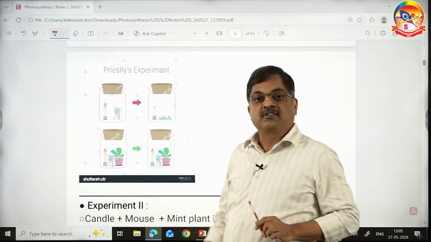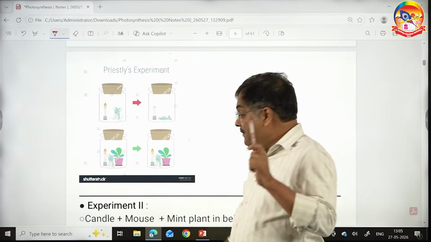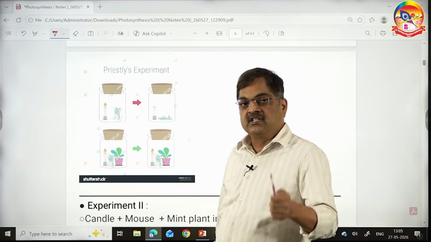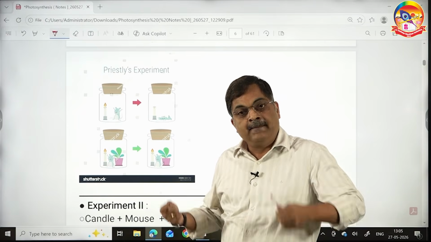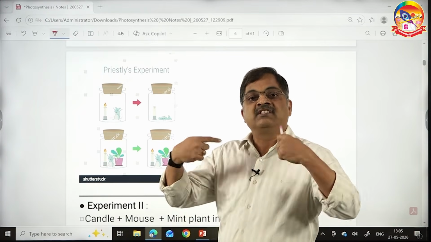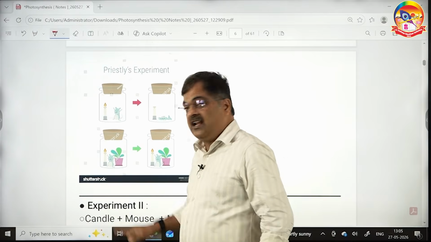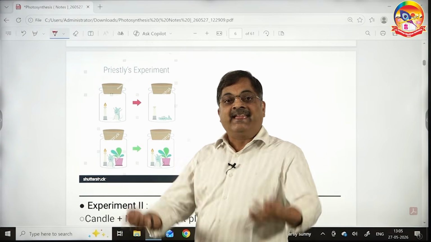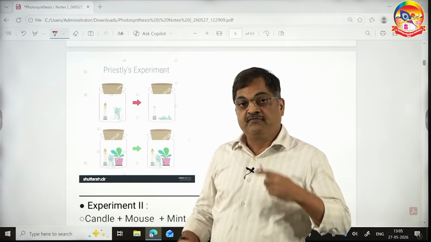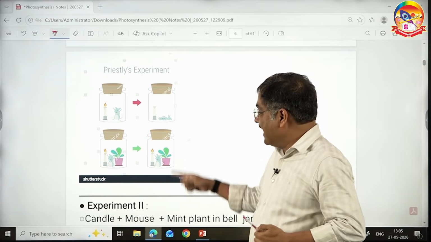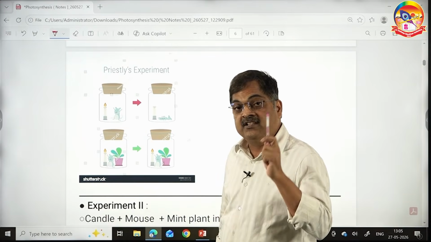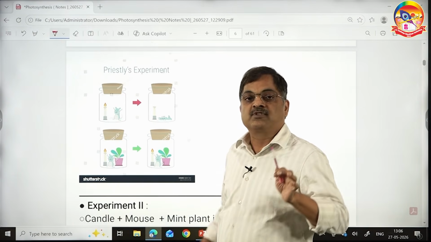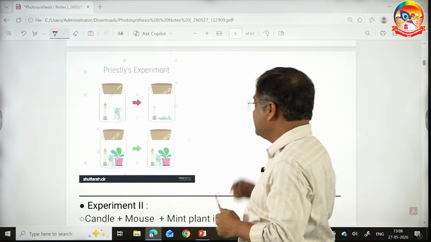He kept a mint plant under the bell jar. Now, a mint plant is able to perform photosynthesis. And you know, children, in photosynthesis, CO2 is taken in and oxygen is liberated. So the burning candle and mouse were respiring and liberating CO2. And the plant takes that CO2 and, by a process called photosynthesis, evolves oxygen. That oxygen kept the candle burning and kept the mouse alive. So that is the most important point.